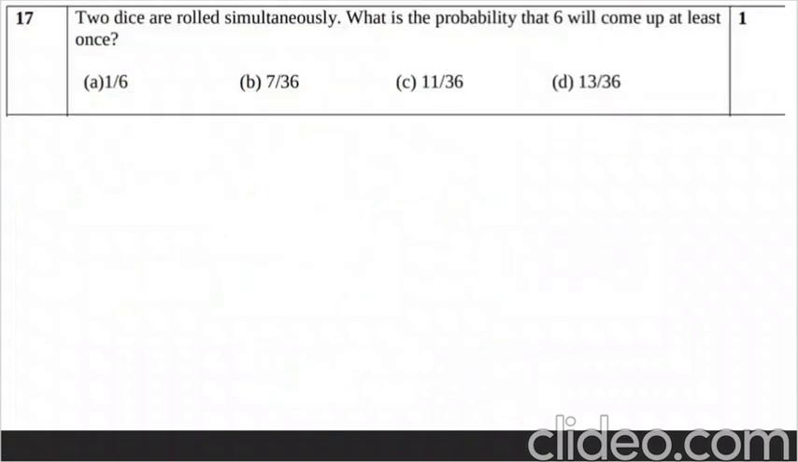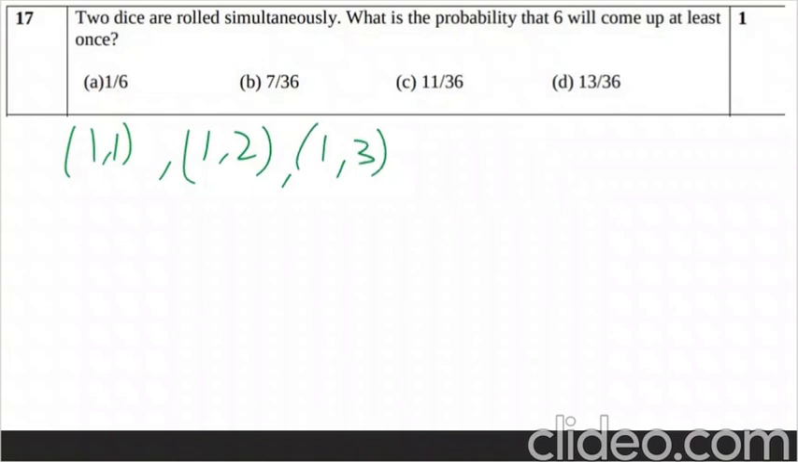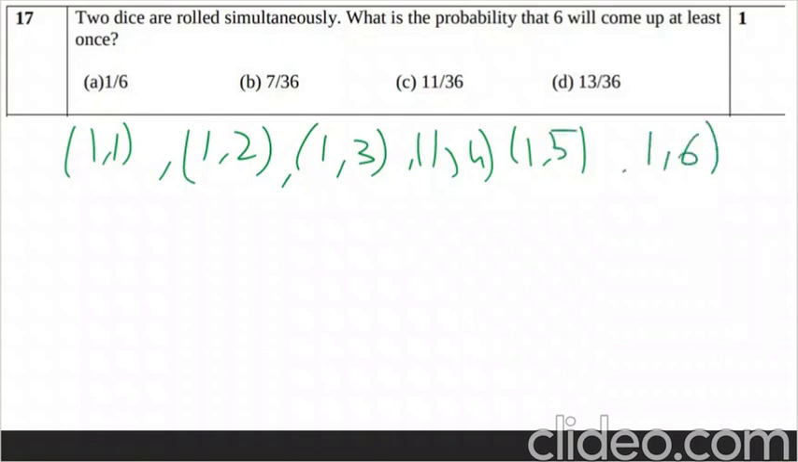Okay. Next question. Two dice are rolled simultaneously. What is the probability that 6 will come up at least once? So basically, what is the probability? See, 1, 1 can come. 1, 2 can come. 1, 3 can come. Then 1, 4 can come. 1, 5 can come. And similarly, 1, 6 can come.